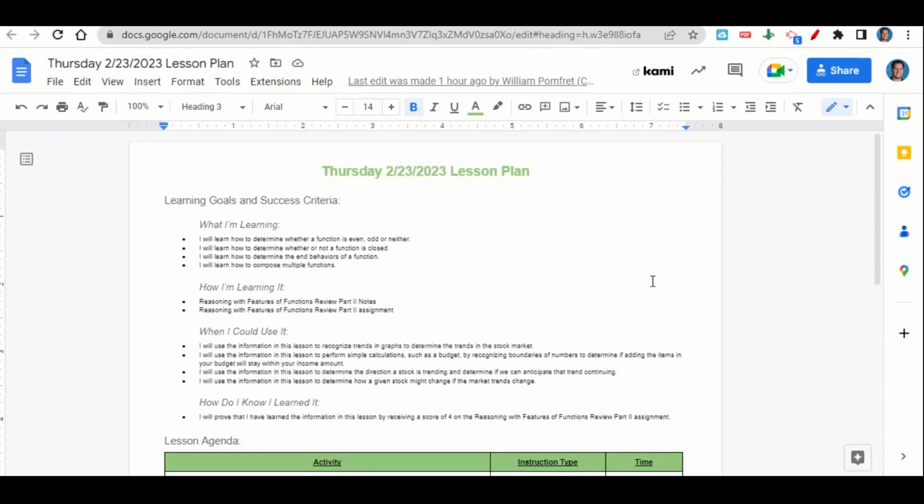We're learning how to determine whether a function is even, odd, or neither, how to determine whether or not a function is closed, to determine the end behaviors of a function, and how to compose multiple functions. How are we learning it? Through the Reasoning with Features of Functions Review Part 2 notes and the Reasoning with Features of Functions Part 2 assignment. When can we use this information?